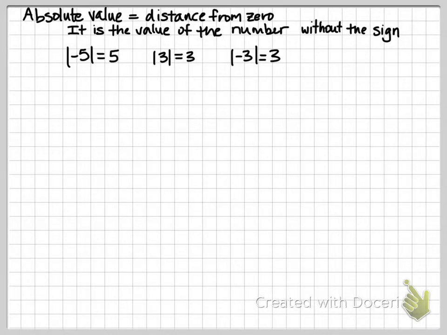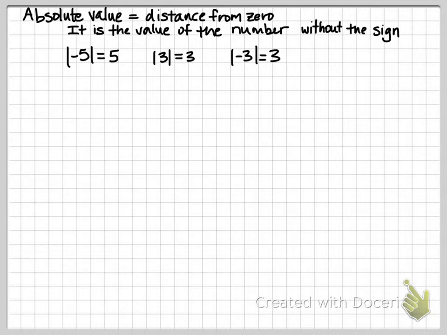Okay, in our first video we learned that the absolute value is the distance from 0. In other words, it's just the value of the number without the sign in it. So if you have the absolute value of -5, the negative just goes away and it becomes a 5. Absolute value of 3 is already positive, so it's just 3. Absolute value of -3, the negative goes away, it becomes a positive 3. Okay, so we got that.